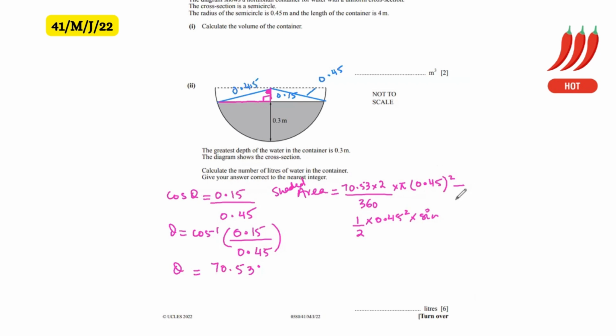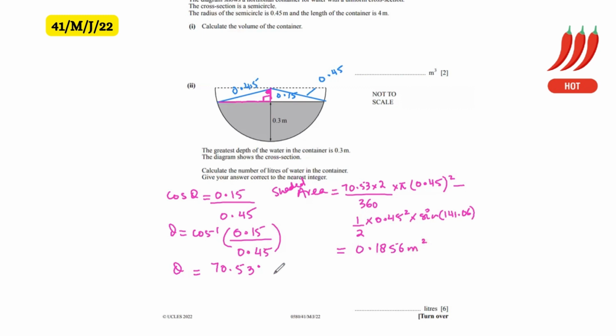That's 141.06. So that's going to give us, I'm getting 0.1856 meter square.